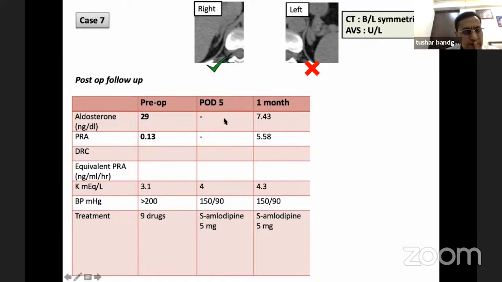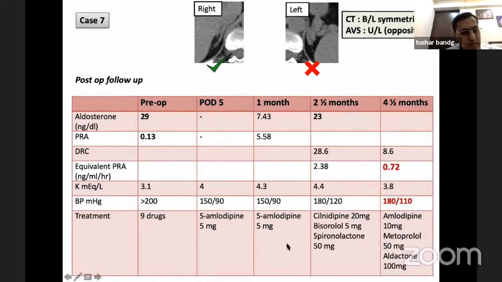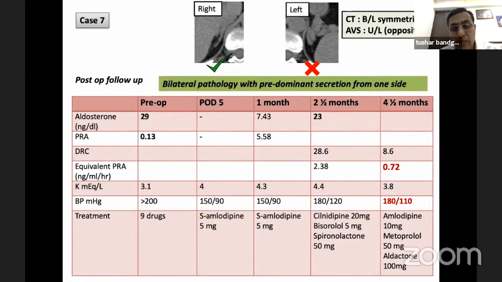Post-op day 5, she had improved, and the BP was well controlled on a single drug. But in a month's time, we realized that the blood pressure was increasing, and she needed to be started on multiple drugs. She needed almost 3 drugs to control her blood pressure over a 4.5 month period. So it was an initial cure followed by resurgence, and this is a case of bilateral pathology with predominant secretion from one side. The right one was dominant, and it was a bilateral hyperplasia. After removal of the right, the left hyperplasia took over, and finally she was not cured after surgery.